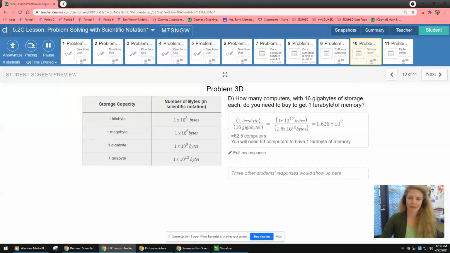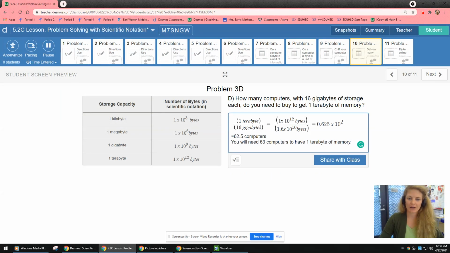Okay, let's see how we did. Slide 10. So taking a look here, it says how many computers with 16 gigabytes of storage each do we need to buy to get 1 terabyte of memory? So here, if I take 1 terabyte and divide it by 16 gigabytes, because each computer holds 16 gigabytes, I get about 62 and a half computers, and you can't buy half a computer. So you will need 63 computers to have 1 terabyte of memory. Make sure you're showing all your work to get credit.